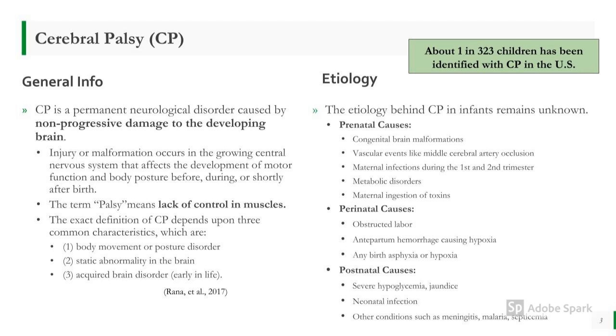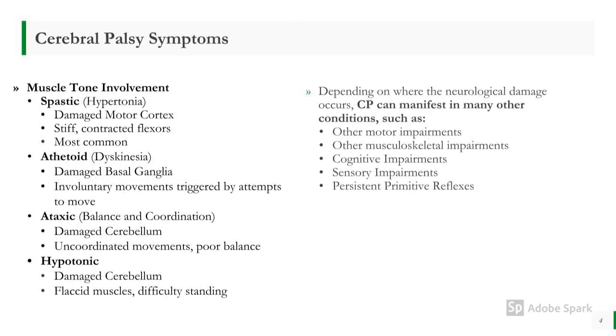The three characteristics for diagnosis are body movement or posture disorder, a static abnormality in the brain, and an acquired brain disorder early in life. It's important to note that CP is a non-progressive disorder. The damage-causing lesion will not grow, so the neurological symptoms will not progress or worsen. Things that can worsen a person with CP's health are other comorbidities, poor nutrition, lack of physical exercise, or untreated conditions like contractures or osteoarthritis.